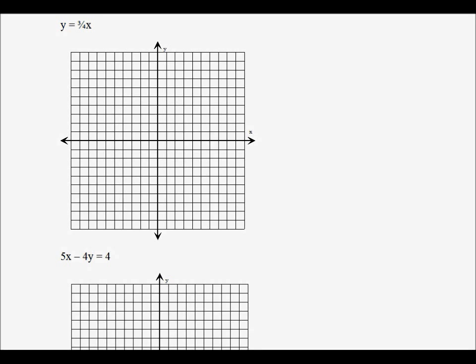The next equation I have is y is equal to 3/4 x. Well, when I look at it, okay, I know I have a slope. I know my slope is 3/4. And then I don't see anything else here. That lets me know that my y-intercept is 0. So that means I have to start on the origin, okay?